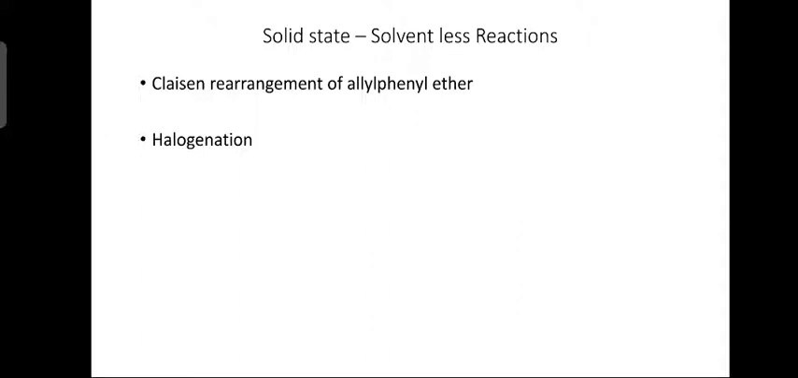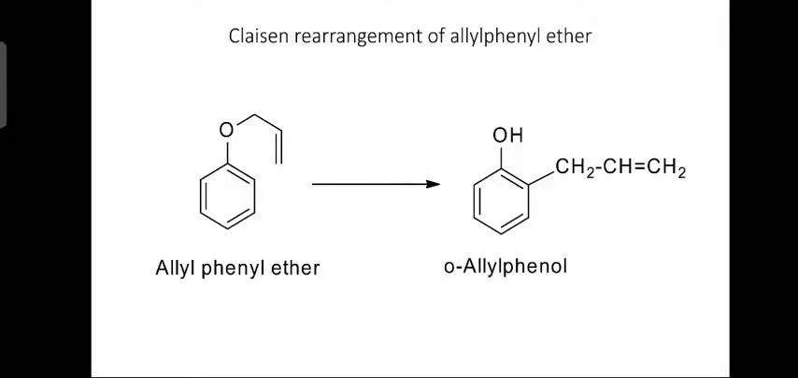Solid state solventless reactions. Under this we are going to learn Claisen rearrangement of allyl phenyl ether and then halogenation. First let us see Claisen rearrangement of allyl phenyl ether. Allyl phenyl ether undergoes Claisen reaction to give ortho-allyl phenol. So this is the equation. The product formed is ortho-allyl phenol.